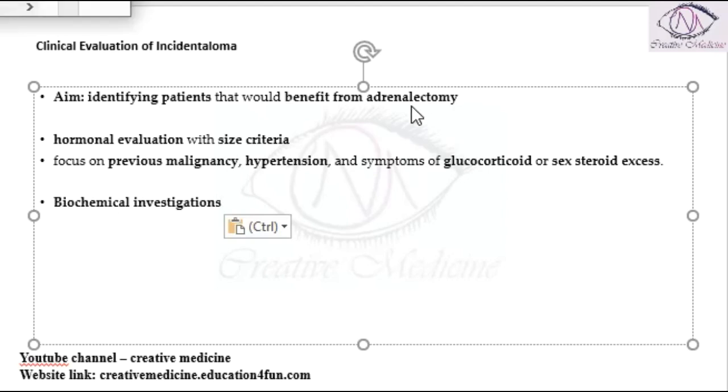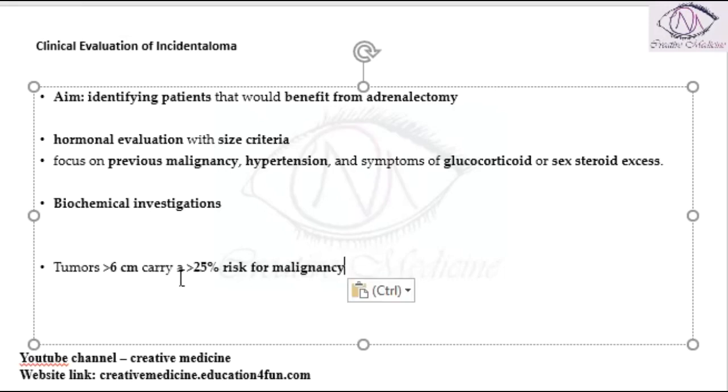Then, when do you think that there will be a malignancy? Look, malignancy is common if the tumor is more than 6 centimeters in size. If the tumor is more than 6 centimeters in size, then that tumor will carry a risk of more than 25% of malignancy.